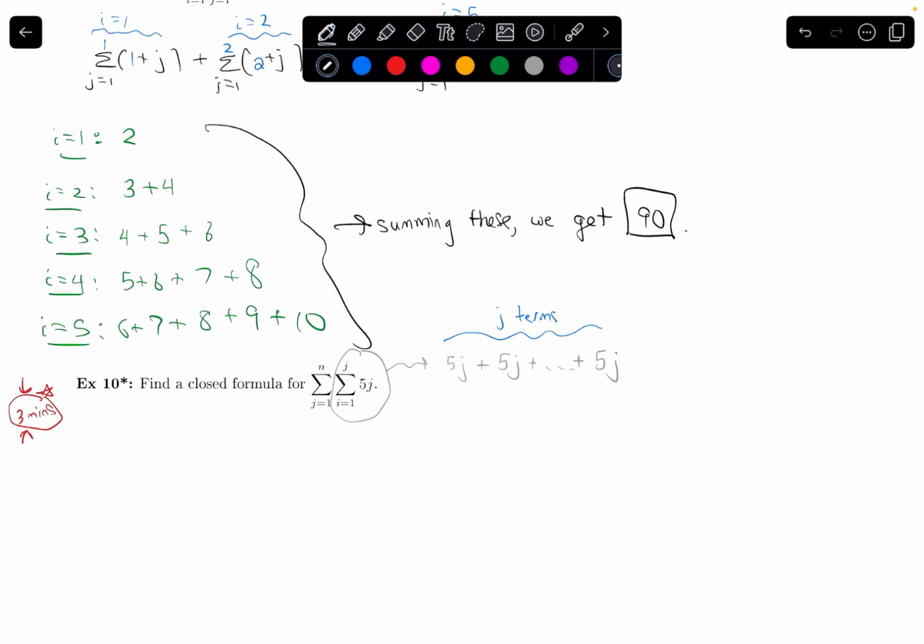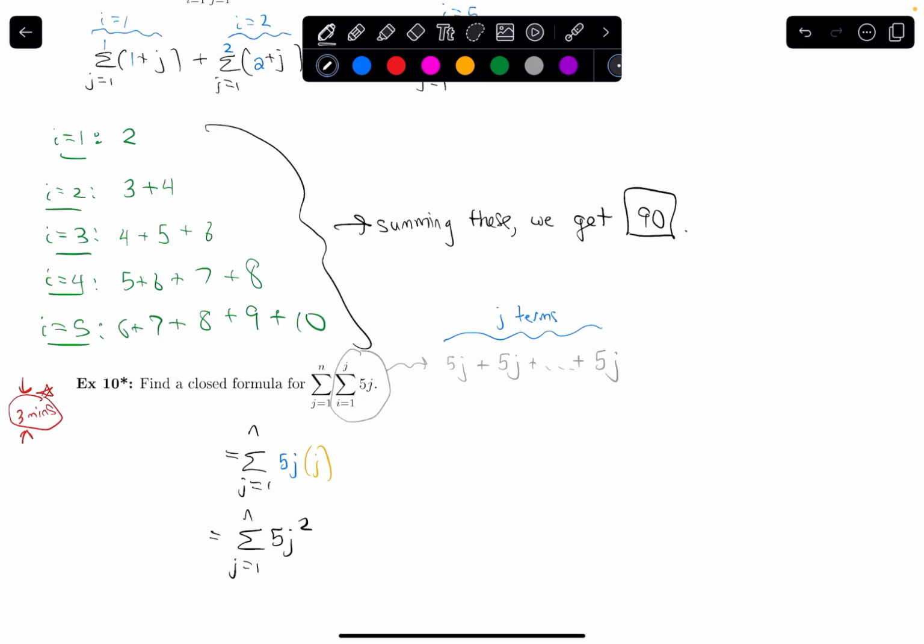So this will end up equaling the outer sum from 1 to n, and this inner sum just becomes the 5j that we kept adding to itself. Well, j times means multiply it by j. So it's 5j times j. Okay, so I can simplify this. I got the sum from j equals 1 to n of 5j squared.